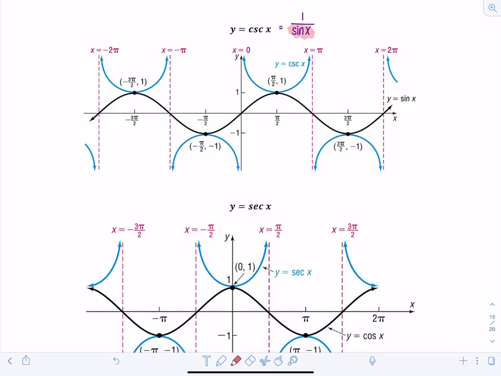So what we do when we graph cosecant is we first actually graph sine of x. This is sine of x here. And everywhere that sine of x is 0, for example right here, the graph of cosecant will have a vertical asymptote. So notice how at all the zeros for sine x, we have a vertical asymptote.